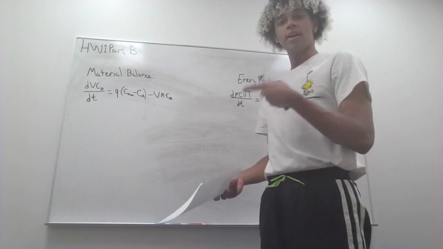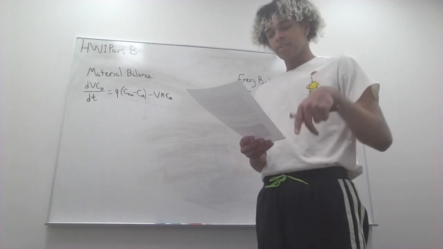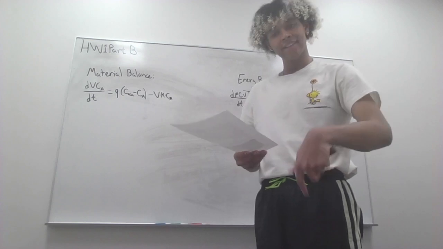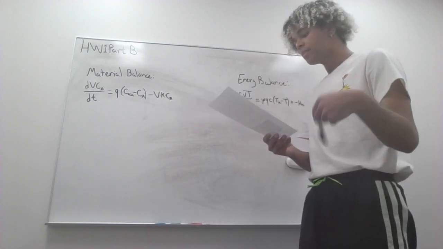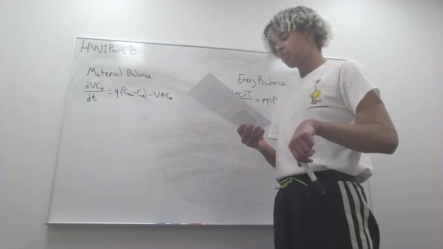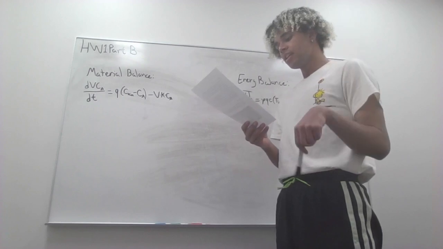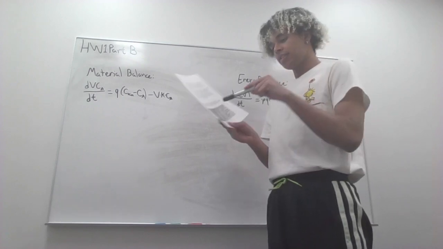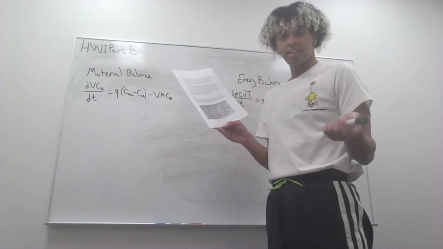This is homework 1, part B. Part B's question is asking: derive the time-dependent material and energy balance equations of the CSTR described, which is the table that's provided from the textbook.